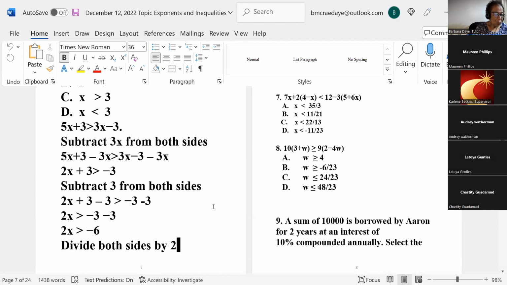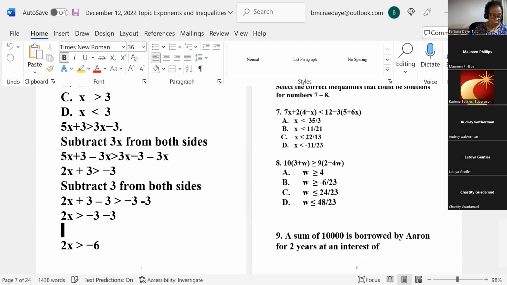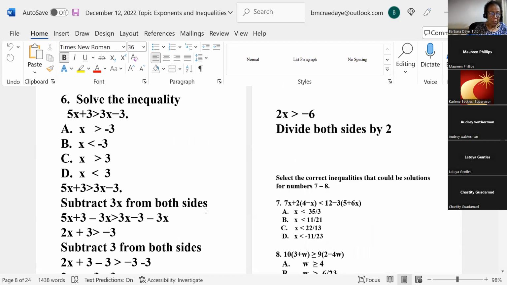Negative 3. Okay, let me just put this over here. Okay, so what do I get on the left side?